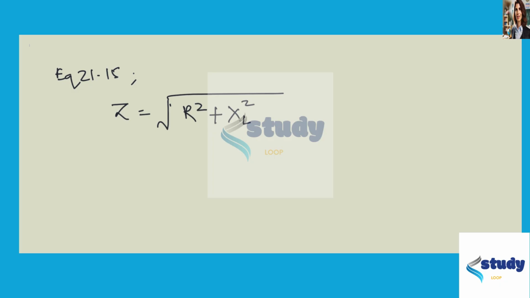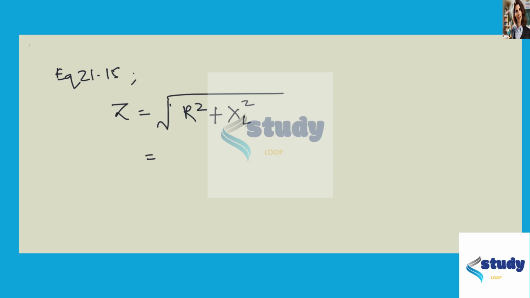In order to find the impedance of the circuit, we use equation 21.15 without a capacitive reactance. So Z will be equal to root over of square of resistance plus square of inductive reactance, so XL square. And here we don't have any capacitor, so there is no involvement of capacitive reactance in Z. So Z is the impedance.